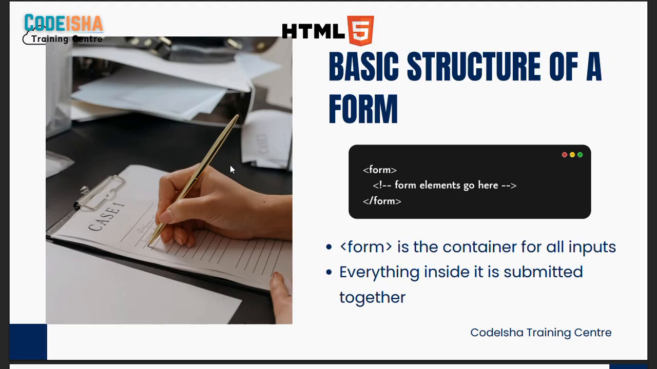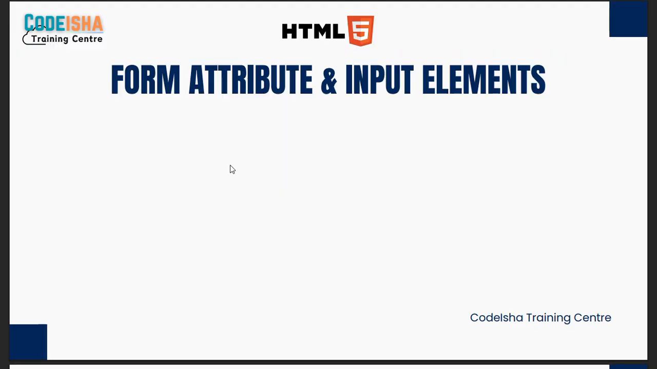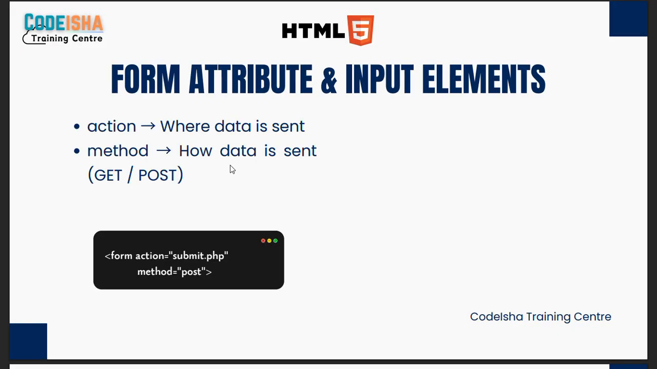Okay, and coming to the next, here are the form attributes and the input elements. Let's see what those attributes are and what input elements we have in HTML. Coming to the attributes, action is where the data is sent, and method is how the data is sent, whether it is GET or POST. Here is the simple syntax. First we declare the form tag, and inside the opening form tag, we need to add the action attribute and the method attribute.